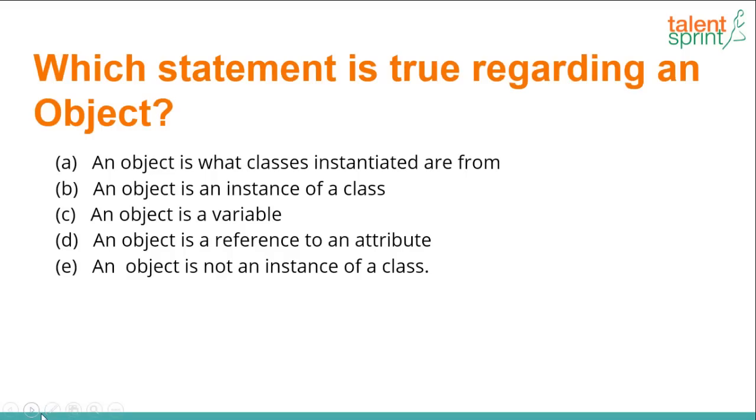Next, which statement is true regarding an object? Again, the options are placed close around the actual definition of an object, so make sure you read it with a clear head. Object is what classes are instantiated from. An object is an instance of a class. An object is a variable. It's a reference to an attribute, or it is not an instance of a class. Which one of these is correct?